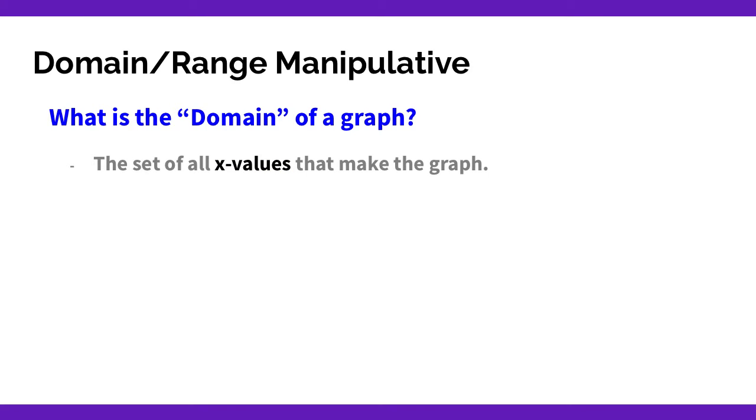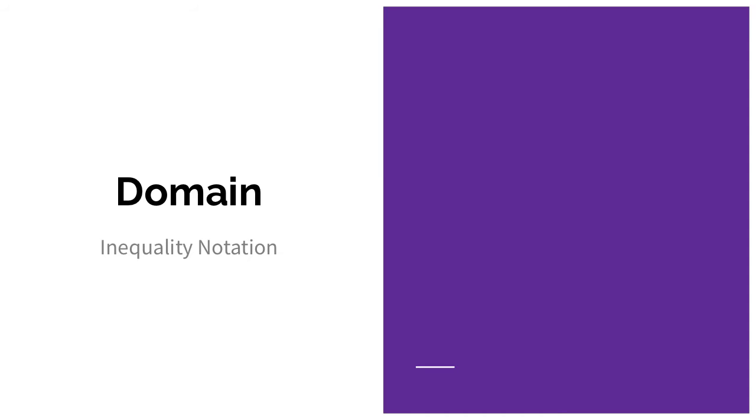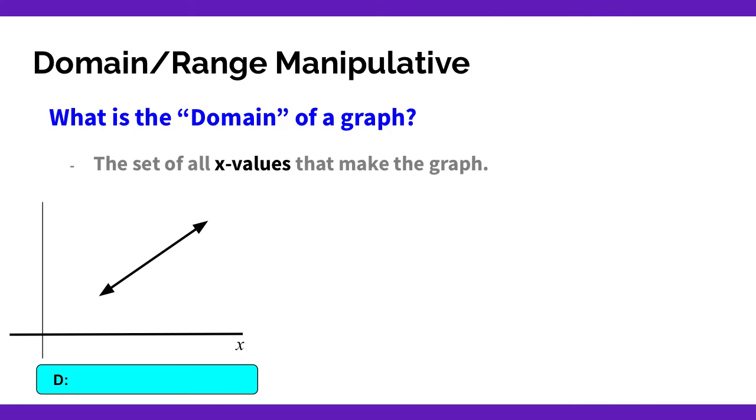So what is the domain? The domain is the set of all x values of a graph. So we're going to start by looking at how you figure out the domain doing inequality notation. So let's look at this first example.